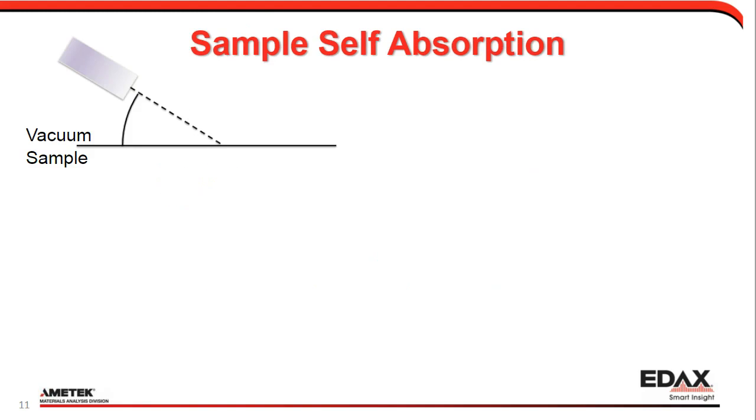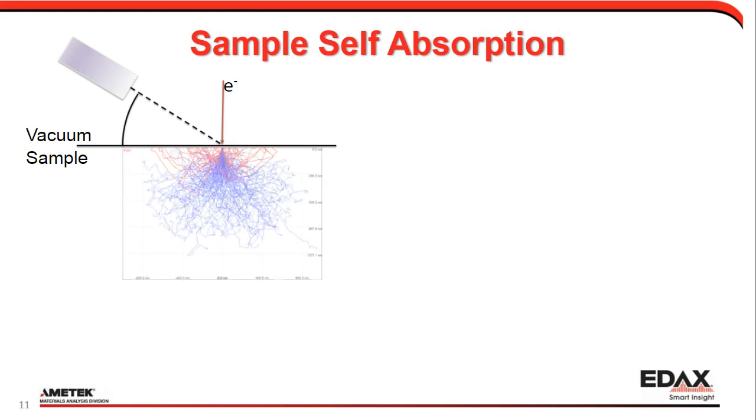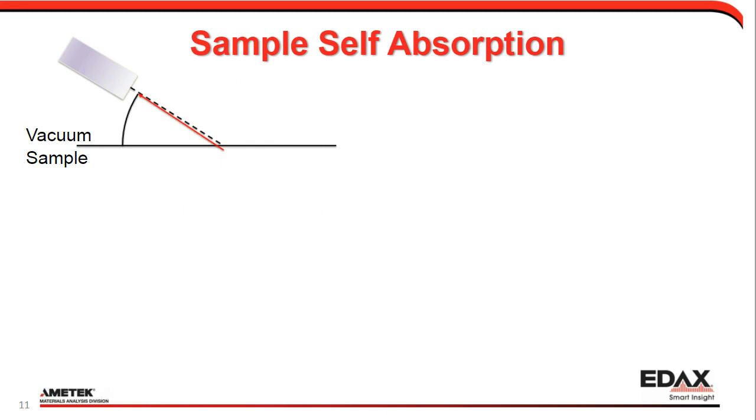This is important because it comes into play when we talk about the sample self-absorption, which we saw was one of the parameters in our background model. So again, we have an electron coming down, we scatter around, generate X-rays, and if we have an X-ray up here versus an X-ray down here, these will have very different path lengths inside the sample and correspondingly different absorption probabilities.